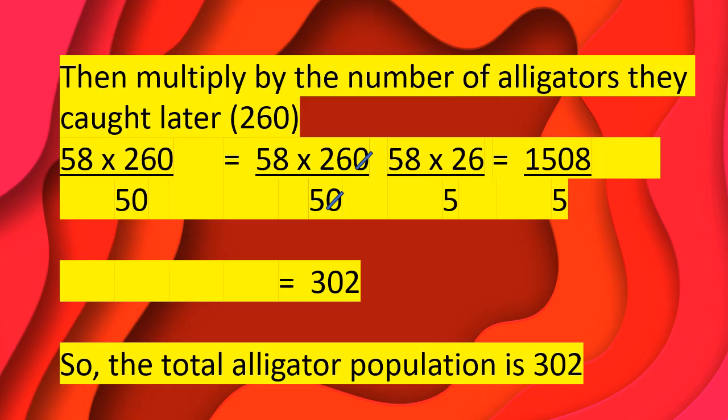58 times 26 comes to 1508. And then we divide that by 5, and the answer is 302. So the total alligator population is 302.